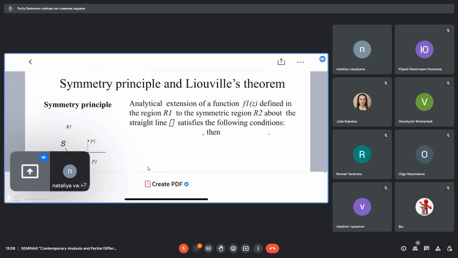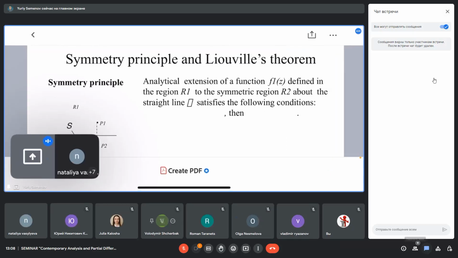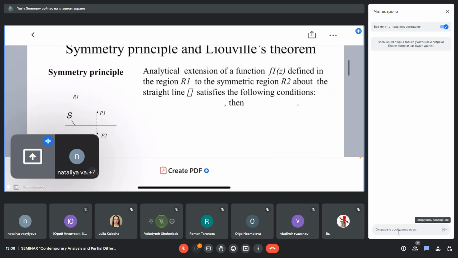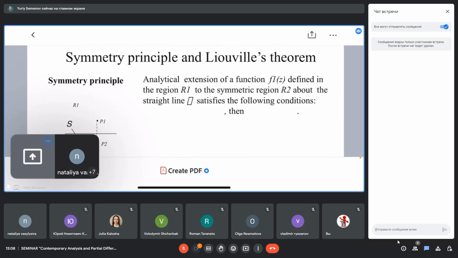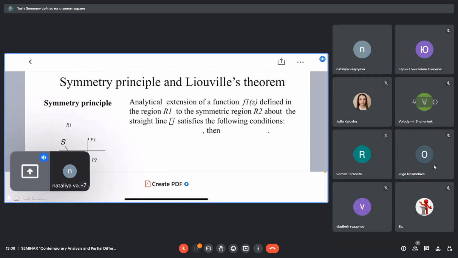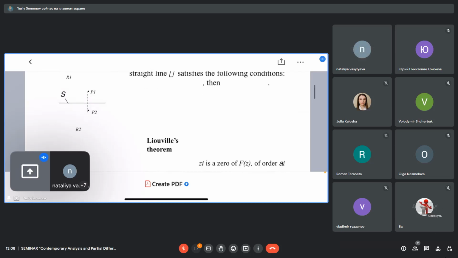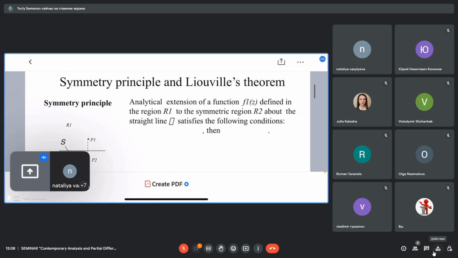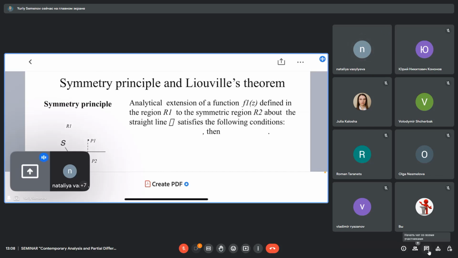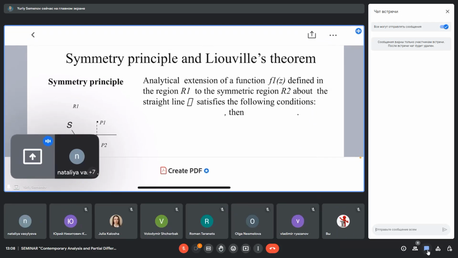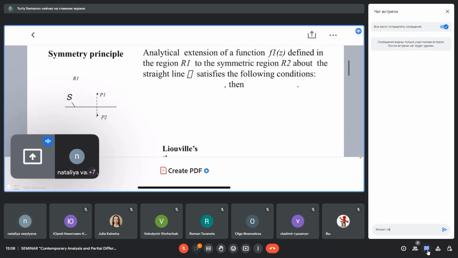The next step in methodology was made by Chaplygin. Before I talk about the Chaplygin method, I need to mention two basic properties of complex functions which will be used in Chaplygin's method. The first point is how we can extend a function defined in the region R1 to the symmetric region R2 about a straight line which satisfies the following boundary conditions.